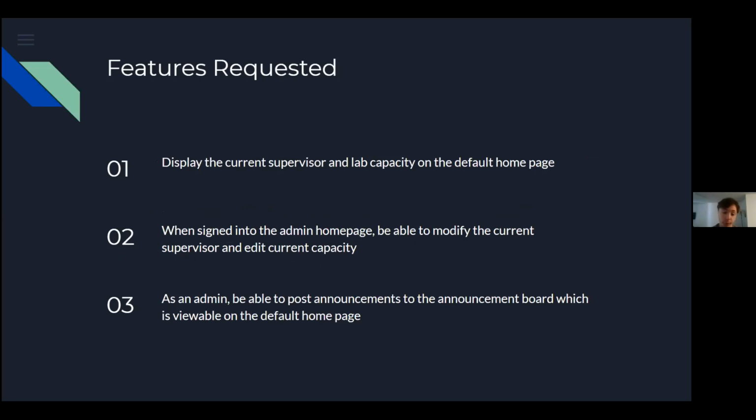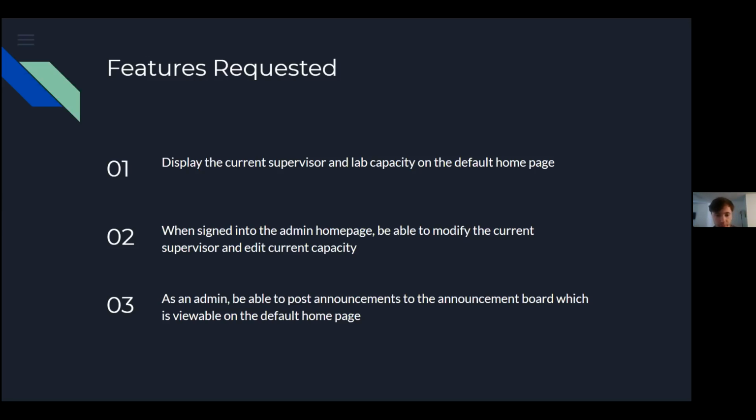So these are three of the major features that were requested that took up most of the time that we tried to develop properly in the application. One is that we wanted to display who the current supervisor is, because there's usually always a supervisor in the garage, and also the lab capacity. Obviously during COVID, there needs to be a limited amount of people in the building at a certain time. So our website will display live what the capacity is, if that ever changes over time, and how many people are in compared to that capacity.